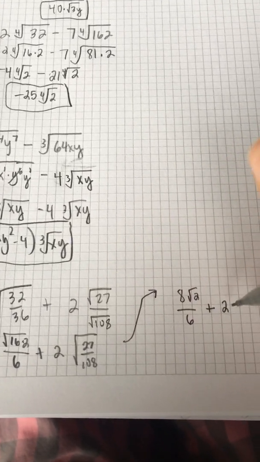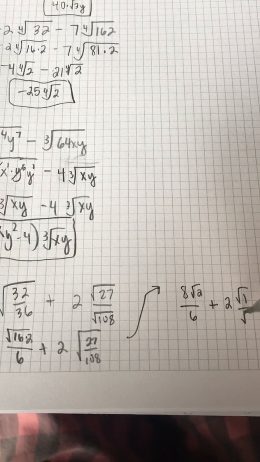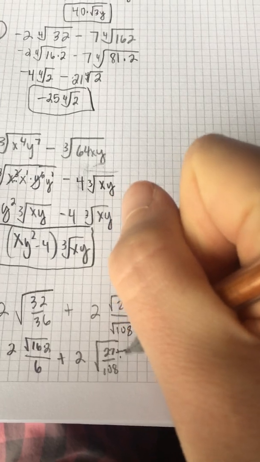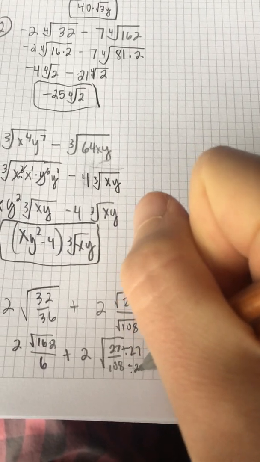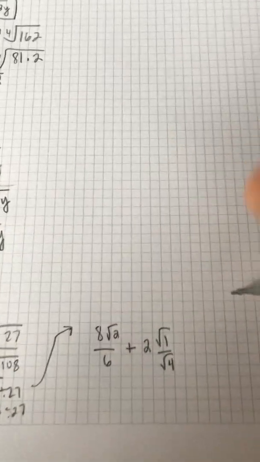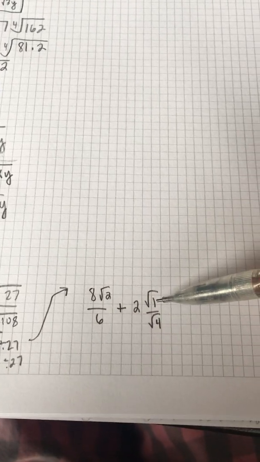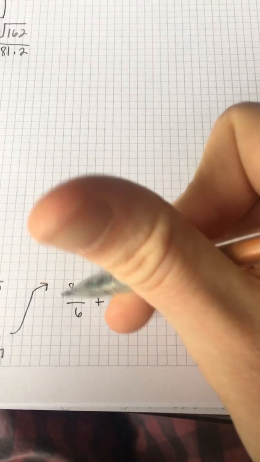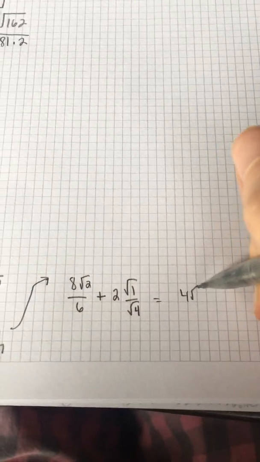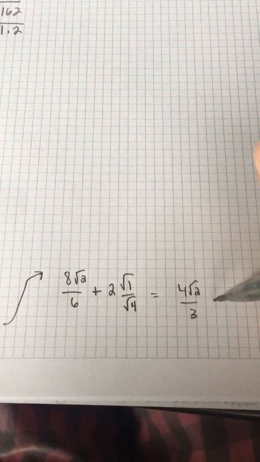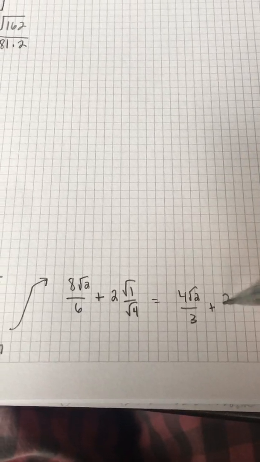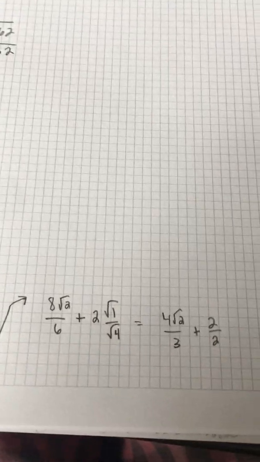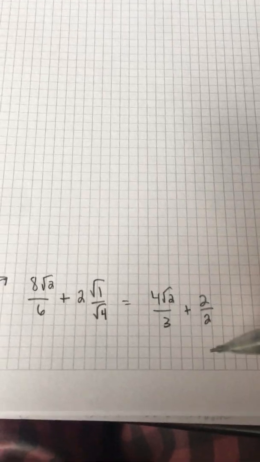Plus 2, and now I have root 1 over root 4 when I divide these. So that means these are both divisible by 27. And so 1 is perfect, that will come out as a 1, and 4 is perfect, that will come out as 2. And I'm going to reduce this over here. So I'm going to get 4 root 2 over 3 plus 2 over 2, right? 2 times 1 is 2, and then that's 2. So that becomes a 1.